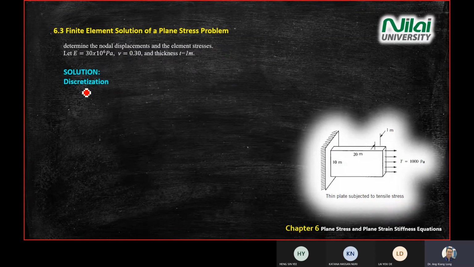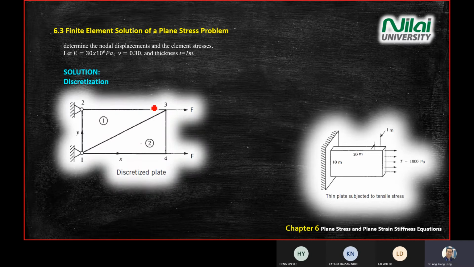So how do we do it? First you break into small pieces, discretization. We call it discretization. In ANSYS we call it meshing. So you break into two, you see it as a 2D cases. You break into two rectangular. You break this rectangular into two triangular, element 1 and element 2.